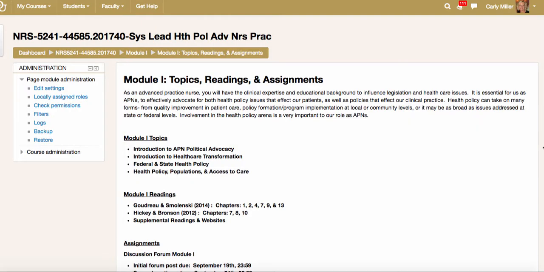For Module 1, it's generally an introduction to APN health policy and political advocacy. This is going to be your brief introduction to what we're going to delve into within this course. We're going to look at advocacy and at a basic introduction to healthcare transformation. One of the biggest things I want you to understand with this module is the difference between federal and state health policy, because if you're advocating, you have to know where to go.